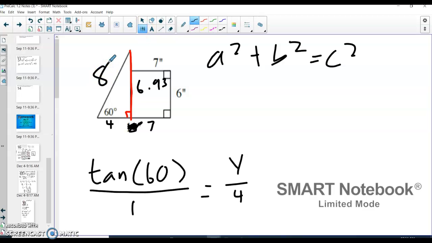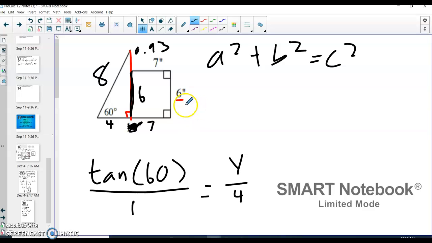Now, this part's kind of funny because what we have is this total red length is 6.93. But I know that this length right here is 6, so the remainder of it must be 0.93, right? Because the total length in red was 6.93, but this part in this rectangle here must be 6 because over here it was 6. So now I have all the pieces to add up and get my perimeter.